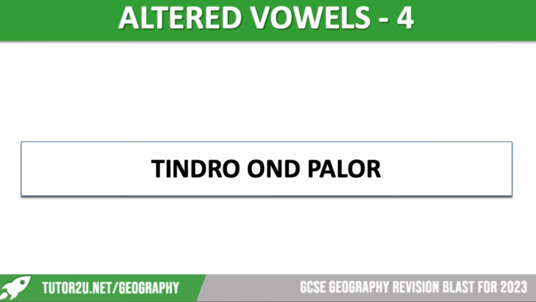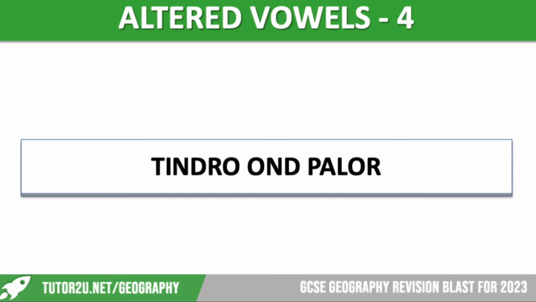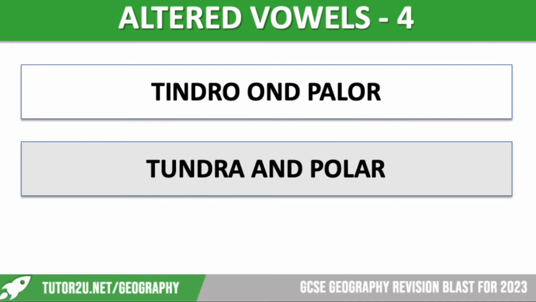Number 4, so this time we're looking at 2 different types of cold environment, one more extreme than the other. So hopefully we have spotted that they are tundra and polar, and I'm not going to go into any more detail at the moment because we've got some activities that will in a moment.